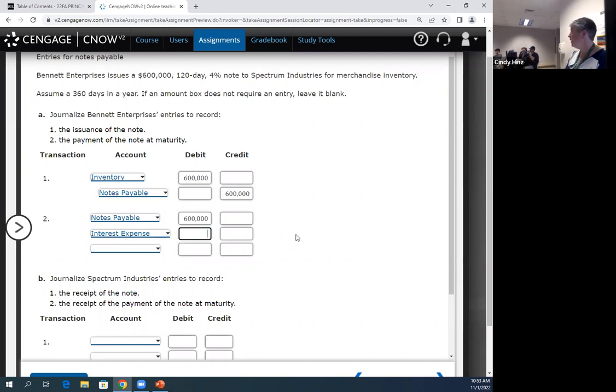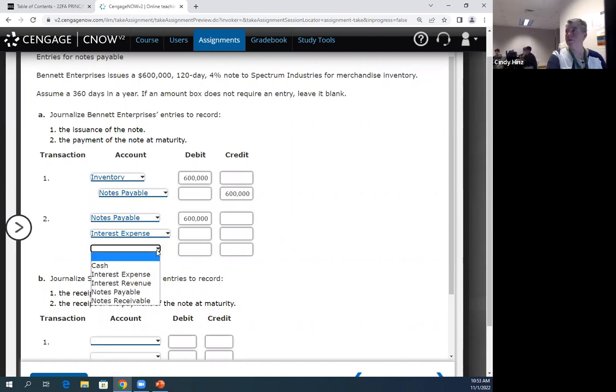I don't know yet how much. We have to calculate that. And the credit is going to be to what? We're paying the bill, and so we're going to use cash to do that. Now I need to calculate our interest.